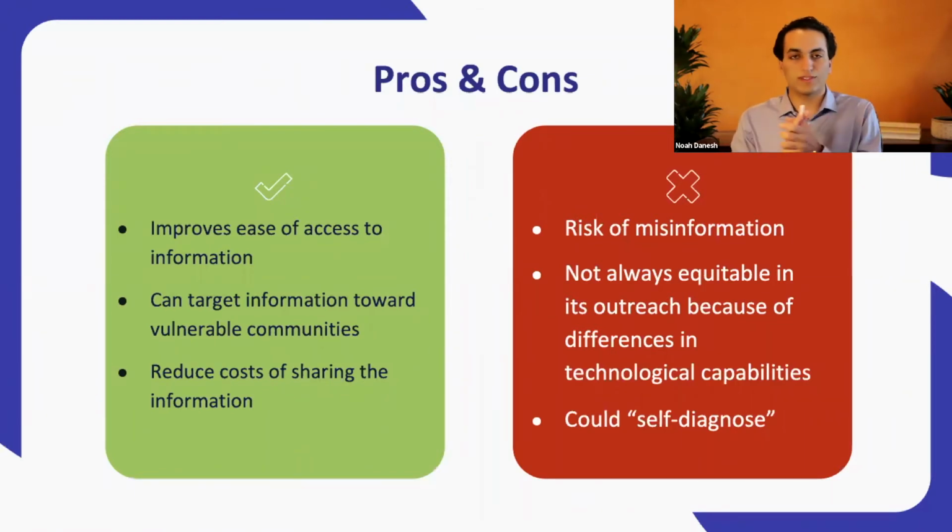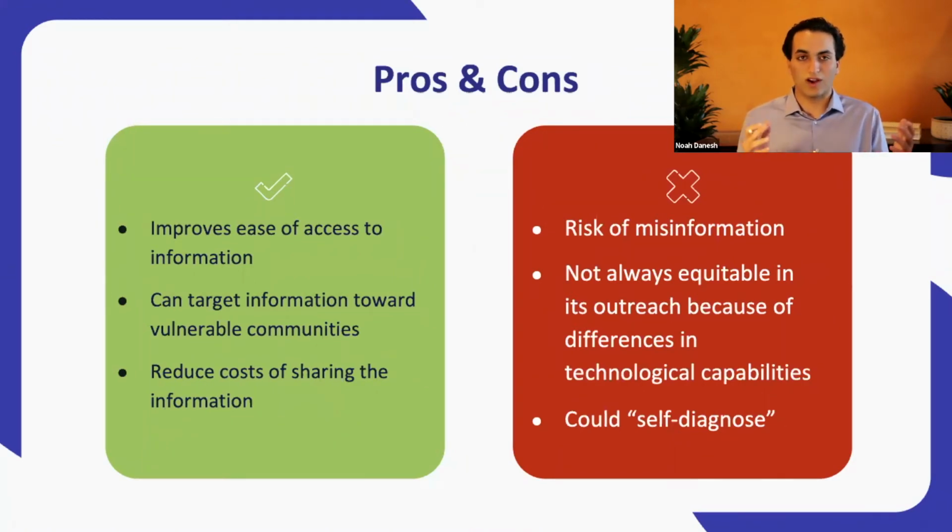Looking at the pros and cons with internet and social media. Pros, of course, improves ease of access to information. You can target information towards vulnerable communities. What that means is, let's say we know one community who may have lower vaccination rates, for example. We can use online tools and online advertising to target people with those specific characteristics with this very necessary information. And again, we wouldn't want to use this for telling people to do anything, but by targeting information to vulnerable communities, you can help them make more informed decisions on their own.